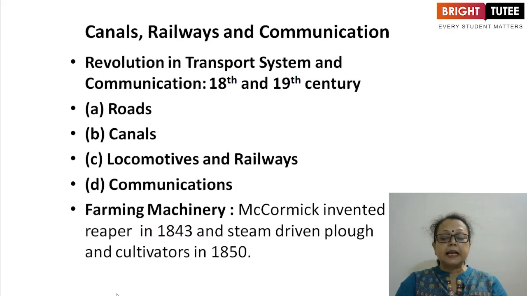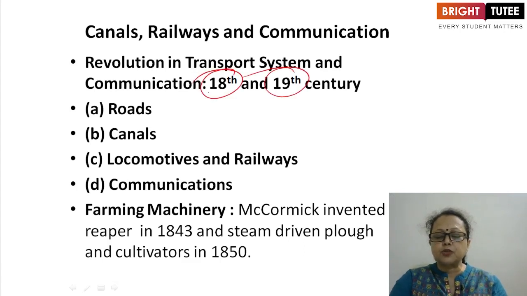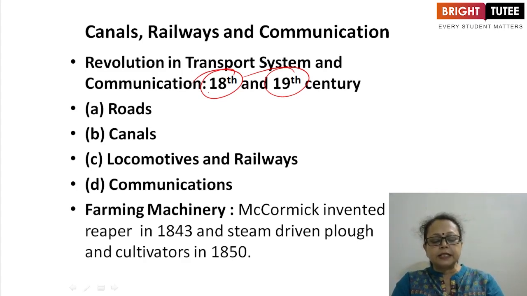Now it is canals, railways and communication: the revolution in transport. This is the revolution in the transport system and communication, and the period mentioned here is the 18th and 19th century. Our topic is based only on the 18th and 19th century. So first of all, the remarkable changes which were also brought about in the means of transport and communication.